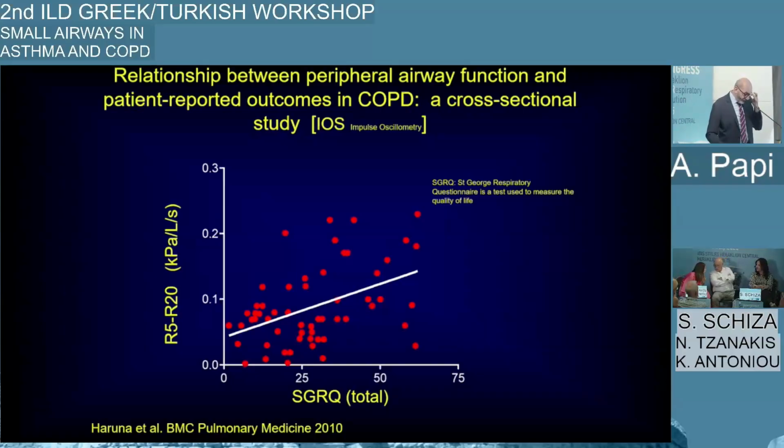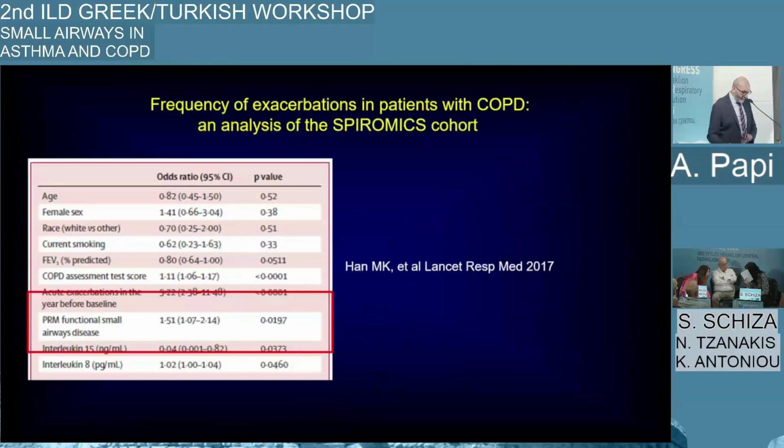This is SGRQ, assessed with impulse oscillometry, the impairment of small airways on the y-axis. The greater the impairment, the lower the level of quality of life. Exacerbation, in this case, assessed as a risk factor by imaging.